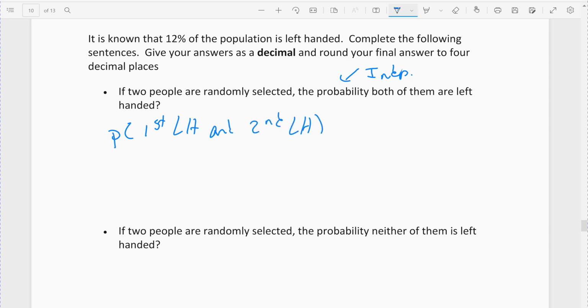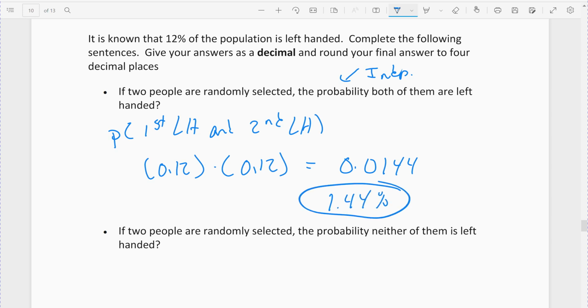So the probability that the first person is left-handed and the probability the second person is left-handed, well, it's just the chance the first person is, which is 12%, times the chance the second person is, which is another 12%, and 0.144. So again, the probability is pretty low of randomly picking 2 people that are left-handed. So if I go out into the street and I randomly select 2 people, the chance of finding 2 left-handers is less than 2%.